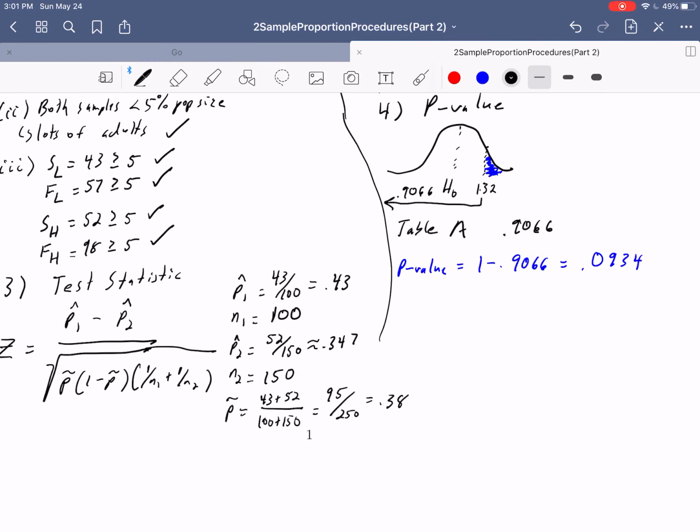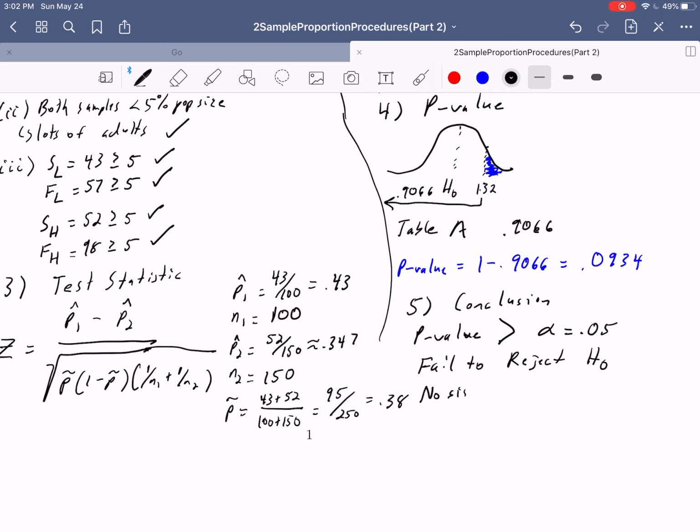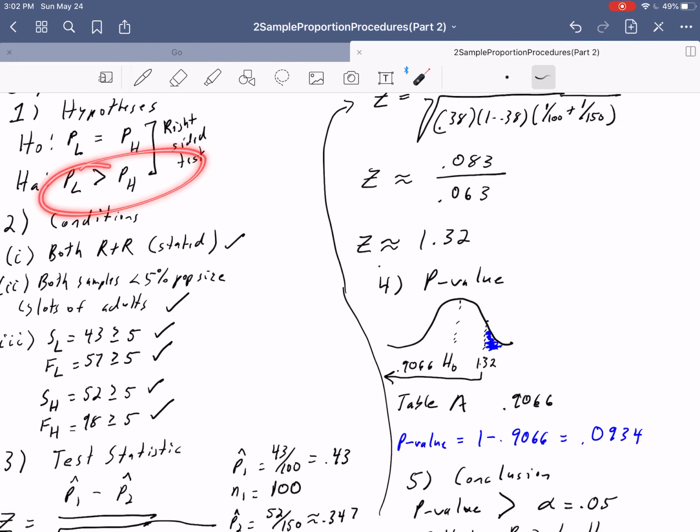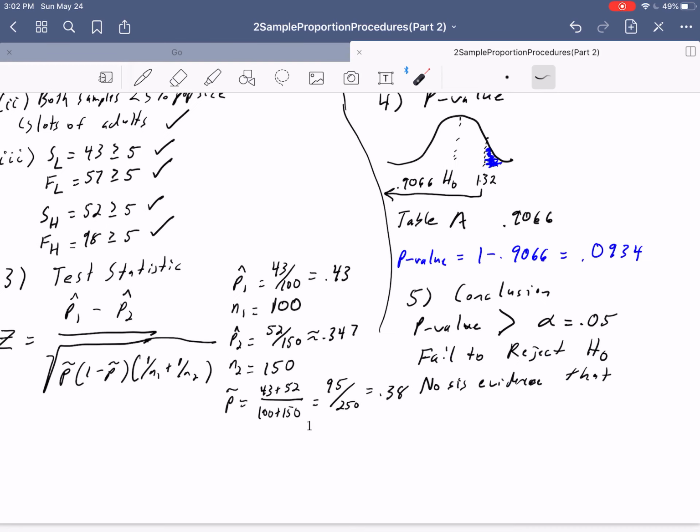We can go ahead and make our conclusion then. For our conclusion here, our p-value compared to the alpha of 0.05. So again, the alpha is 5%. The p-value is about 9.34%. That does mean that the p-value is larger in this case. So we have a large p-value, which means that we are going to fail to reject H0. So since we failed to reject H0, that means we failed to find evidence. So we'd say no significant evidence for our claim, which was that the percentage for the low-risk group is higher than the percentage for the high-risk group.